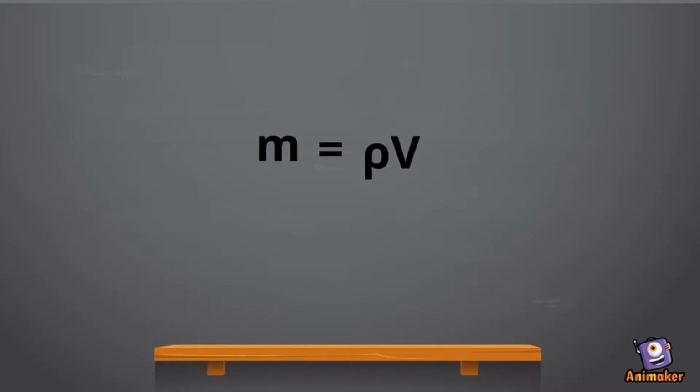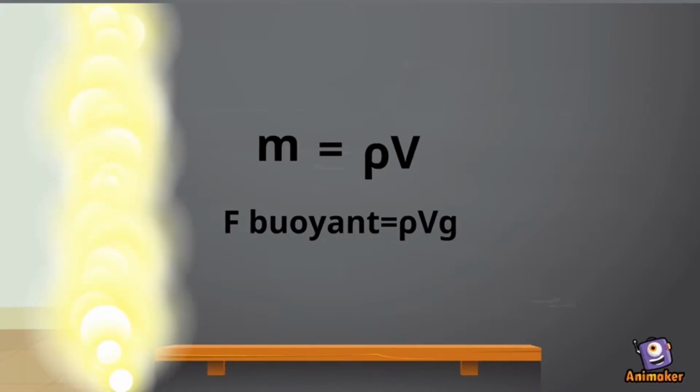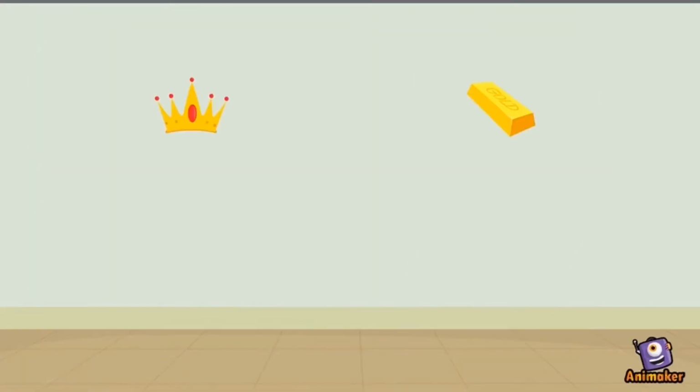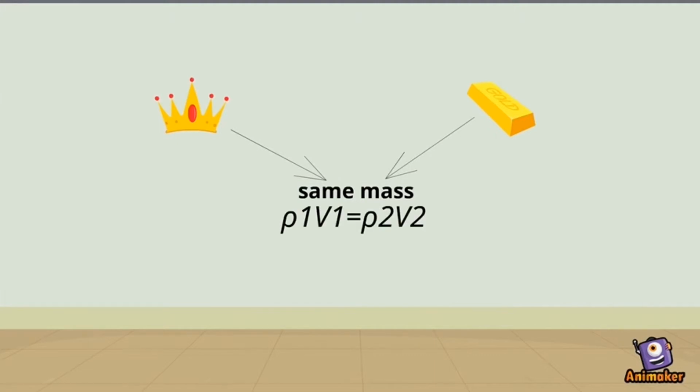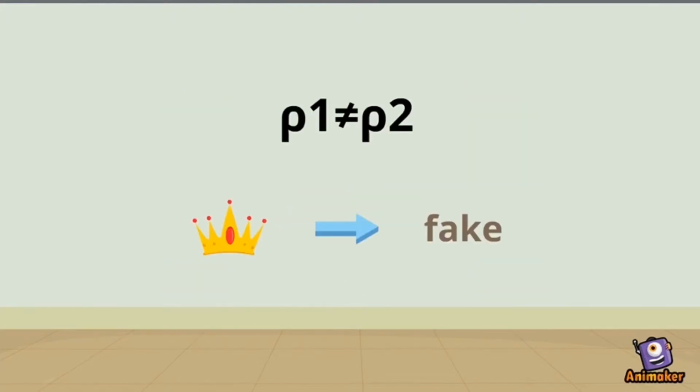To find the relationship between the volume and density, we can use the equation mass is equal to density times volume. Then we can get buoyant force is equal to rho times V times g. In the story, 2 objects have the same mass, so rho times V should be the same as well. However, the changes of volume were different. That means the density was different.